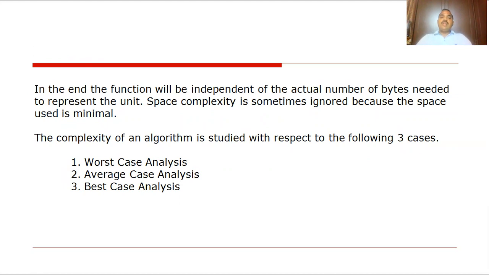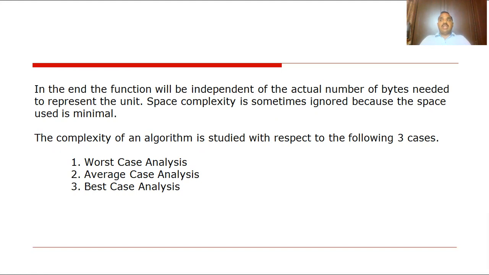Clear? The complexity of an algorithm is studied with respect to the following three cases: worst case analysis, average case analysis, and best case analysis. Worst case analysis is used to calculate upper bound values. Average case analysis gives values in between. Best case analysis gives lower bound values.